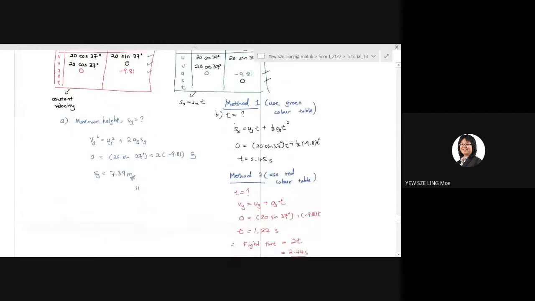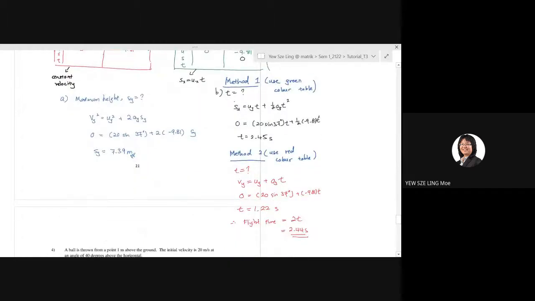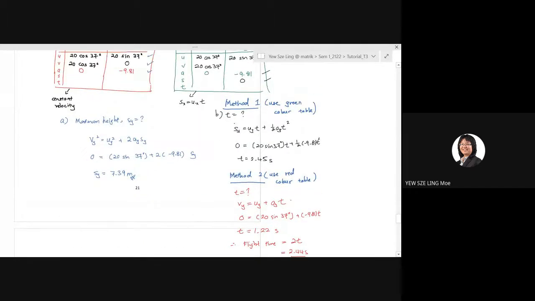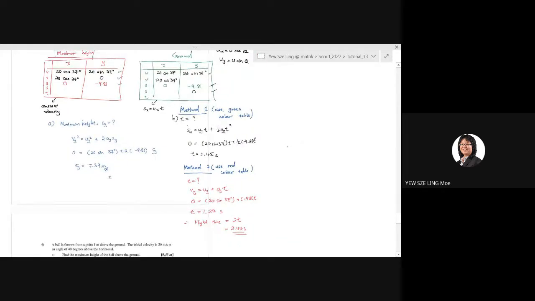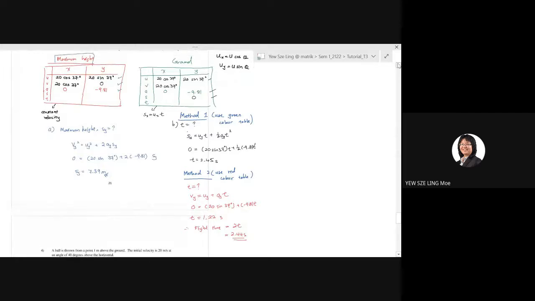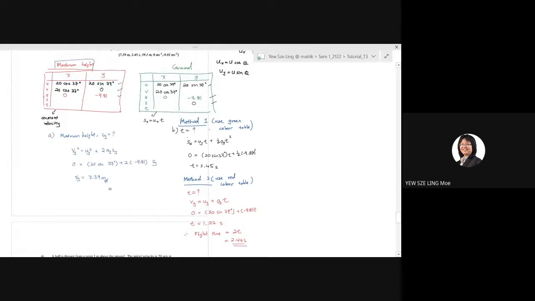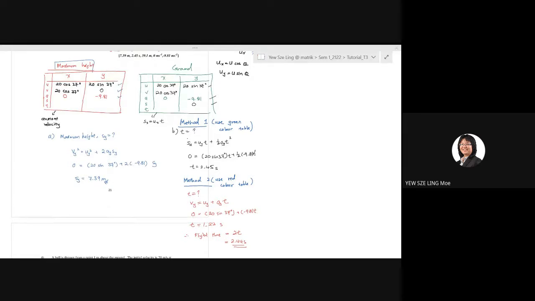Now I give you some time to digest first, method 1 and method 2. I give you 2 minutes to go through both methods. Make sure you understand what is the difference between a red color table and green color table. So 2 minutes from now.